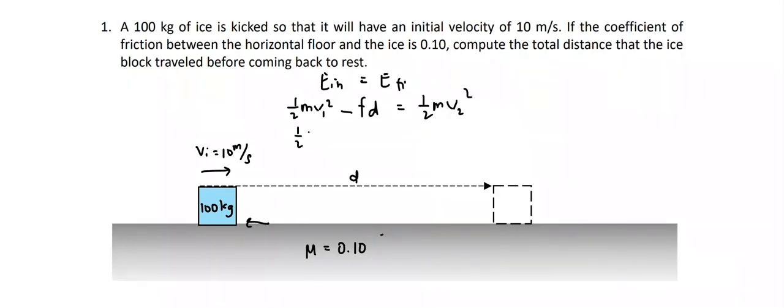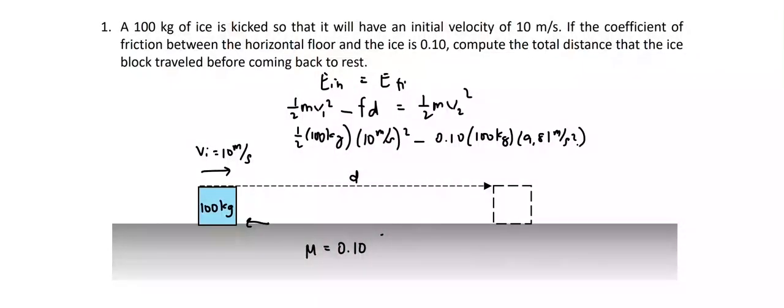Now we're given a mass of 100 kilograms and the initial velocity of 10 meters per second squared, minus the frictional force of 0.1 times the weight of the body, that is equal to 100 kilograms times 9.81 meters per second squared times the distance that we need to solve, equal to 1/2 times the mass of 100 kilograms times the final velocity of 0, since it is coming to rest. Therefore this entire expression here is just 0.